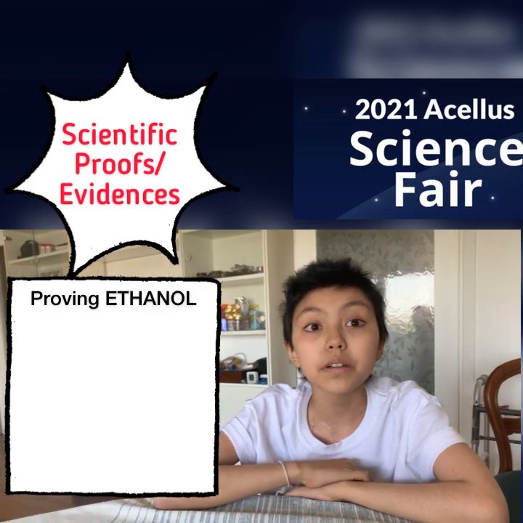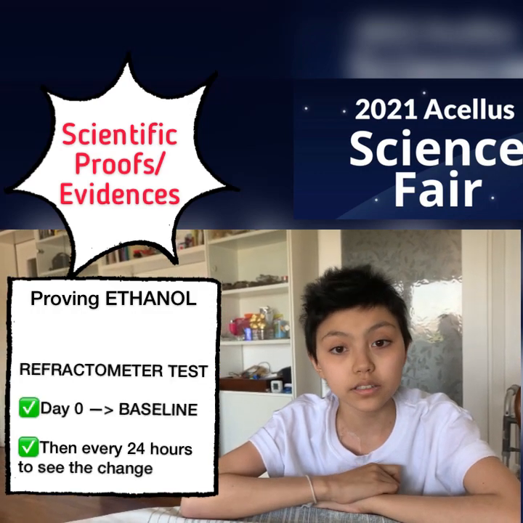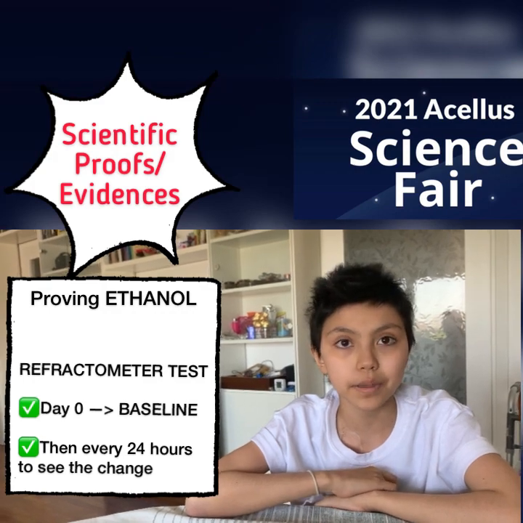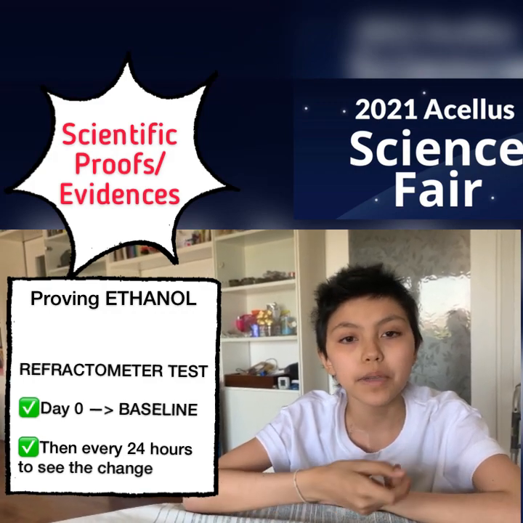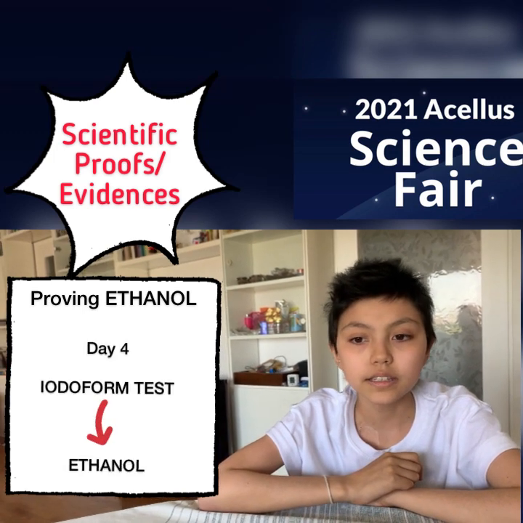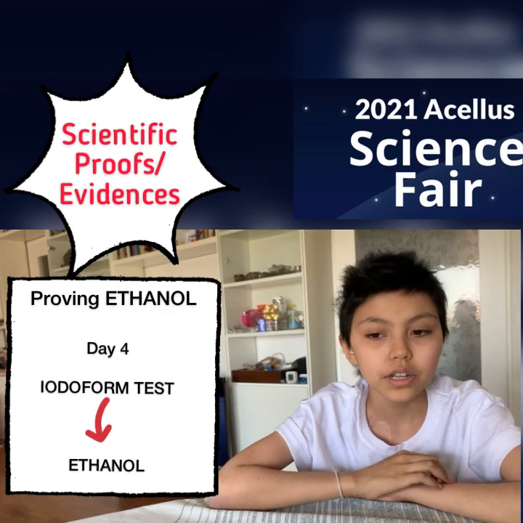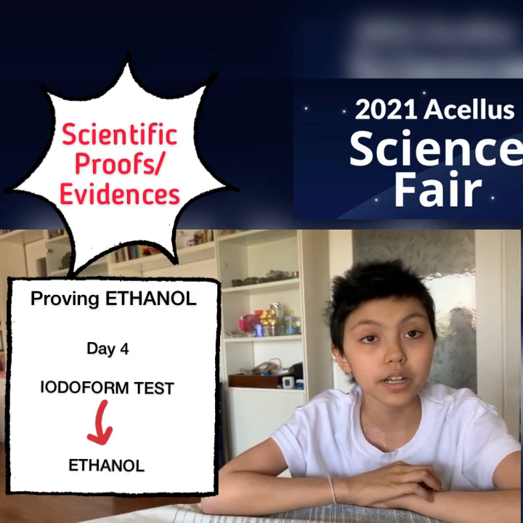First, we will start by measuring the liquid or ferment with the refractometer on day 0 as a baseline. Then redo the measurement every 24 hours. Second is by performing the iodoform test on day 4, which is at the end of the experiment.